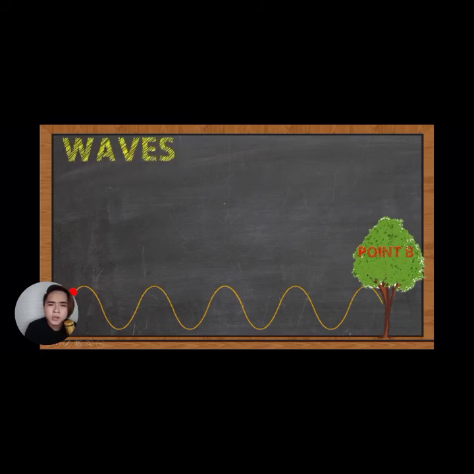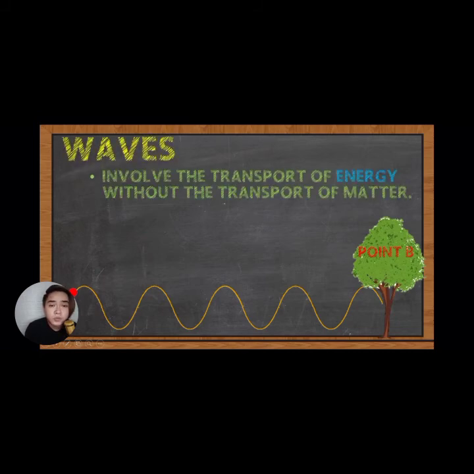First, let's recall what waves are. As we all know, waves involve the transport of energy without the transport of matter. It means waves carry energy from point A to another point, point B. Just like this one. A man is holding a rope and moves the rope. The energy from the man's hand will be transferred to the rope until it reaches the tree. So the energy is carried by the rope and the rope created a wave.